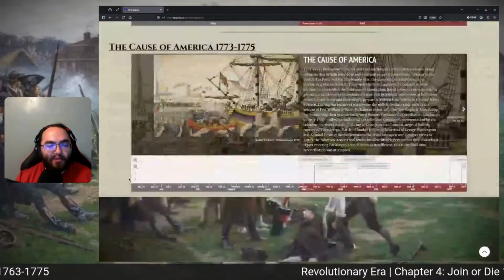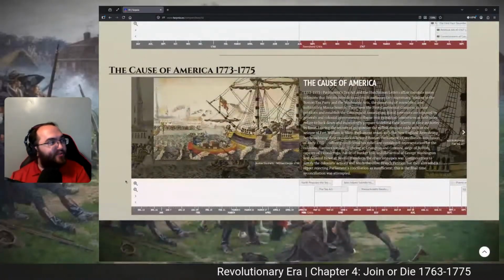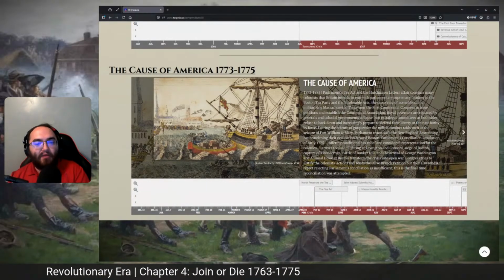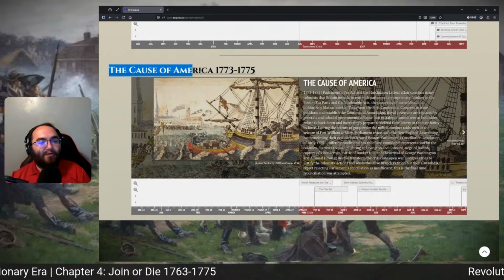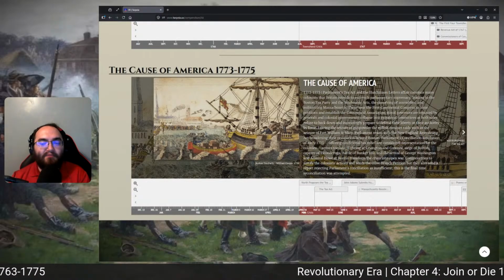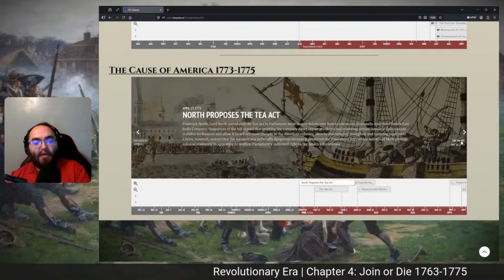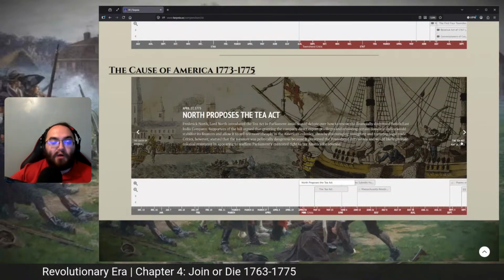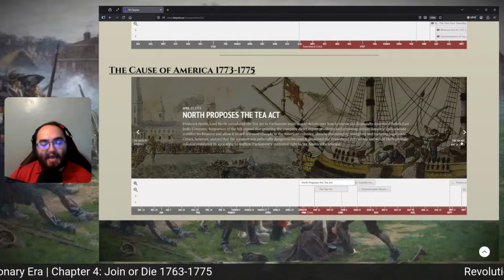Now we go into the third and final section of this chapter, chapter 4. It's called The Cause of America, from 1773 to 1775. And so this section begins with the proposal of the infamous Tea Act.